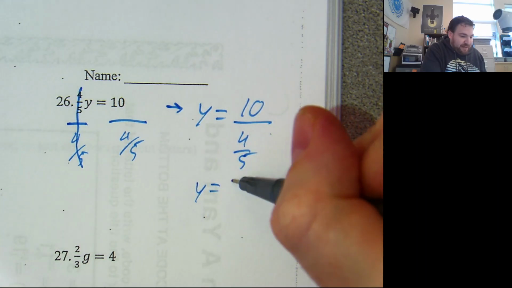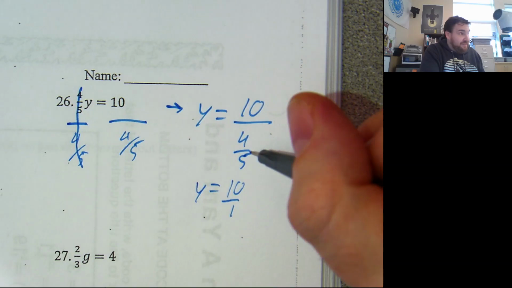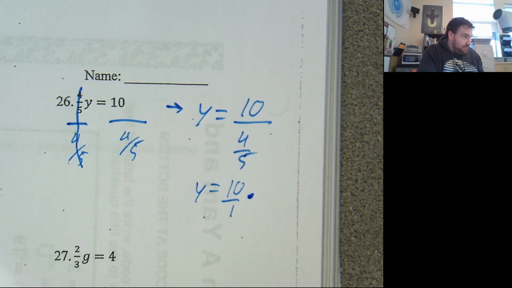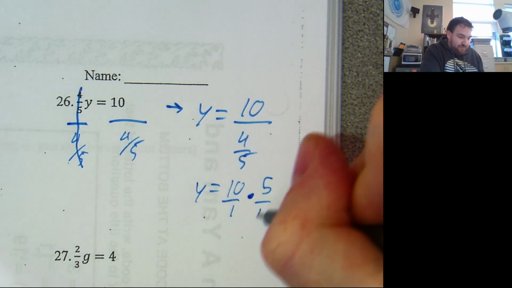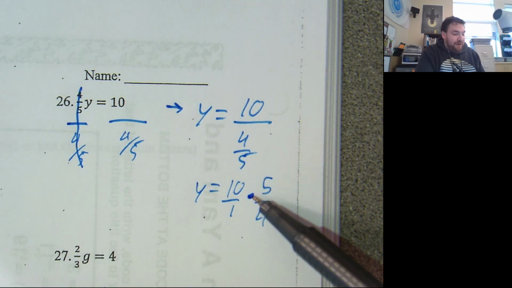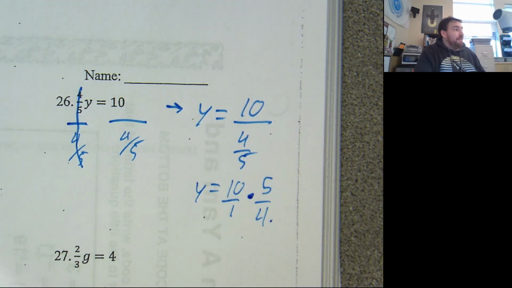So we're going to take 10 or make it 10 over 1. Then what am I going to do? I'm going to change it from division to multiplication and flip the fraction. Instead of dividing by 4/5, I'm going to multiply by 5/4. And multiplying by fractions is easy. You just go across the top and you go across the bottom.